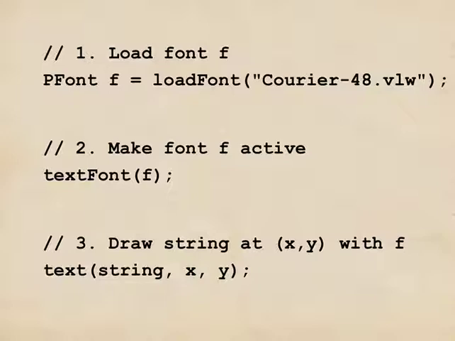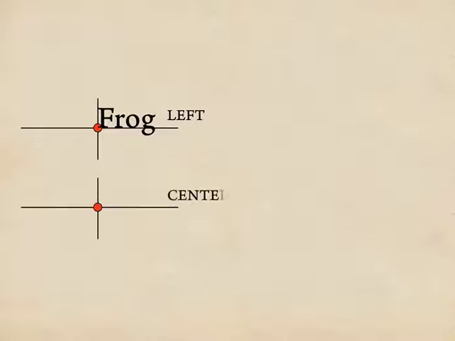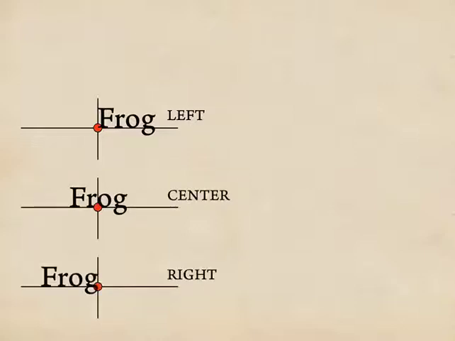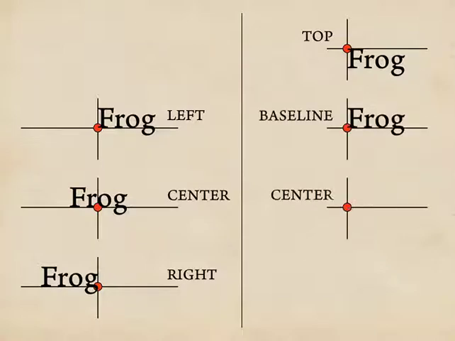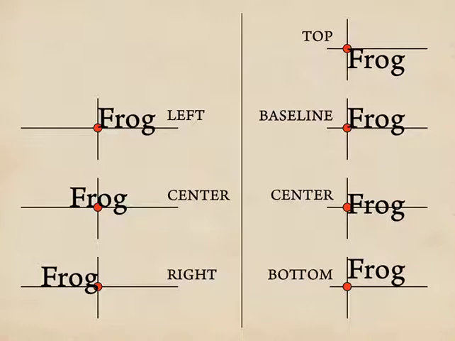Typically, that XY is going to be at the left edge of the string and at the baseline, but we can control where the string is just like we can with almost any word processor. We can say that the XY we're providing is the left edge of the string, the center of the string, or the right side of the string. We can also do the same thing vertically. We can say that our XY is the top of the string, the baseline, the center of the string, or the XY is at the bottom of the string. The default is left and baseline.